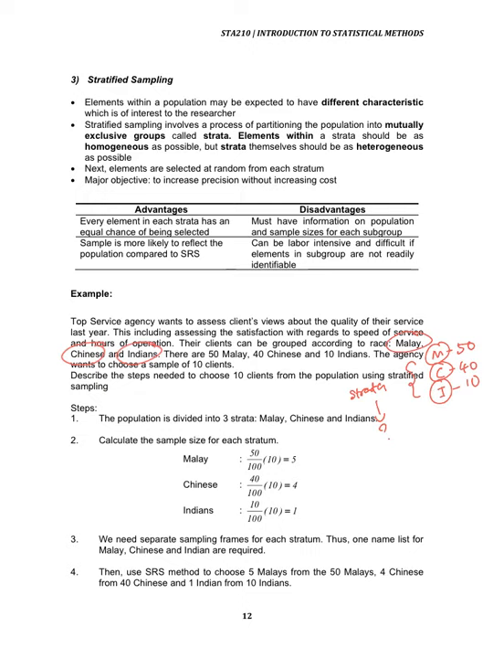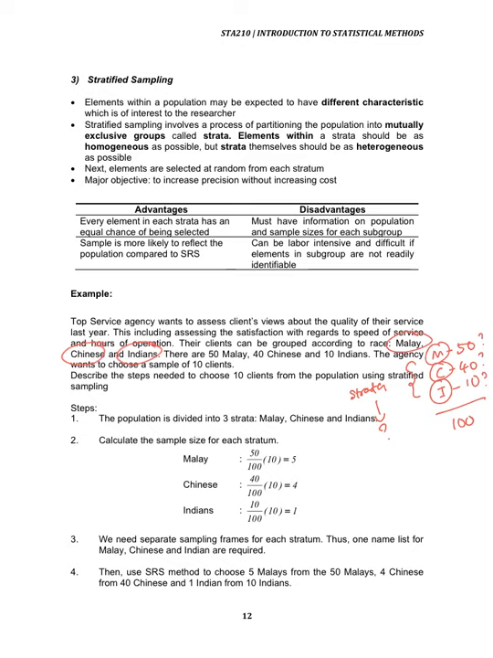Okay, so sekarang ni kita nak choose 10 clients. Okay, so step dia, kita dah divide into 3 groups. Okay, so we need to calculate the sample size for each group. Okay, since tadi kita dah tahu dah total semua adalah 100. Okay, now kita nak tahu daripada Malay berapa yang kita perlu pilih, daripada Chinese berapa, daripada Indian berapa.